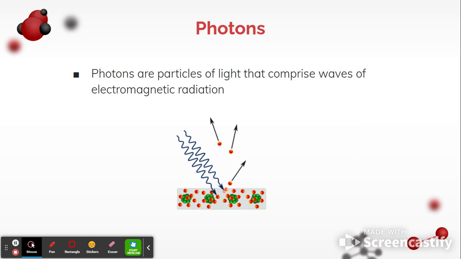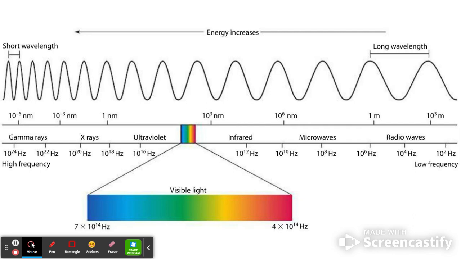Photons are particles of light that comprise waves of electromagnetic radiation. Much of the content discussed here will overlap with that of a high school physics course as well. This is the electromagnetic spectrum, as we've discussed. Orange and red colors are indicative of lower frequency and higher wavelength, and green, blue, and more purple colors are indicative of shorter wavelengths and higher frequencies. Energy increases as wavelength decreases and frequency increases.